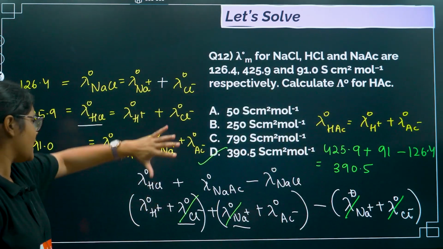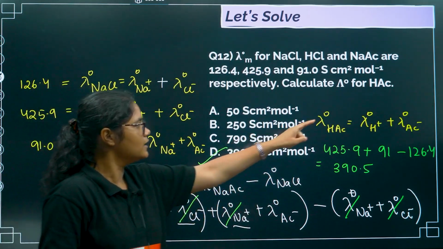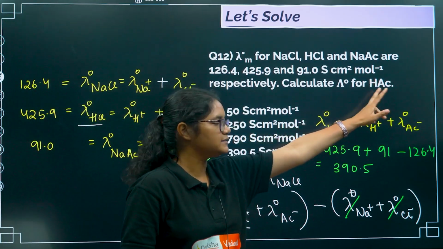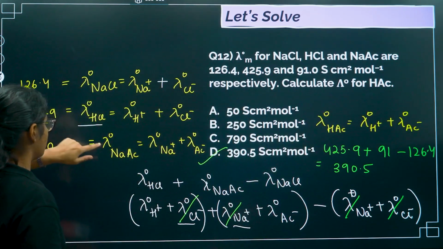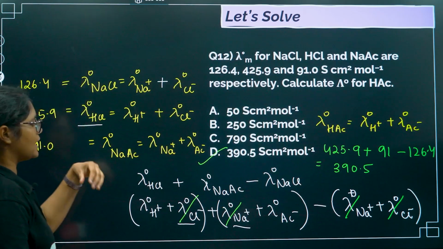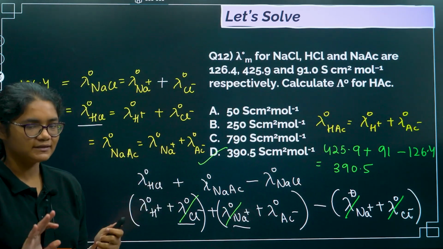So this is very easy. I have explained in detail, so it seems like a lengthy process, but you just need to see which cations and anions you need. H and Ac are required, so you can add those, and the remaining whatever is there, you can subtract. Okay, so you will get this answer. I hope this is clear to everyone.